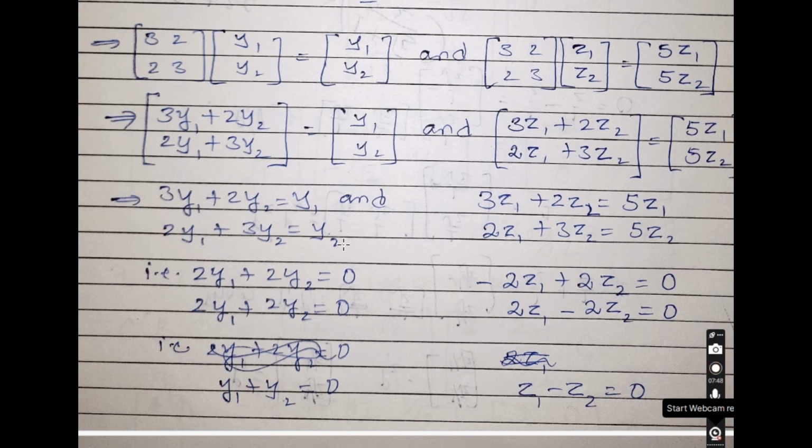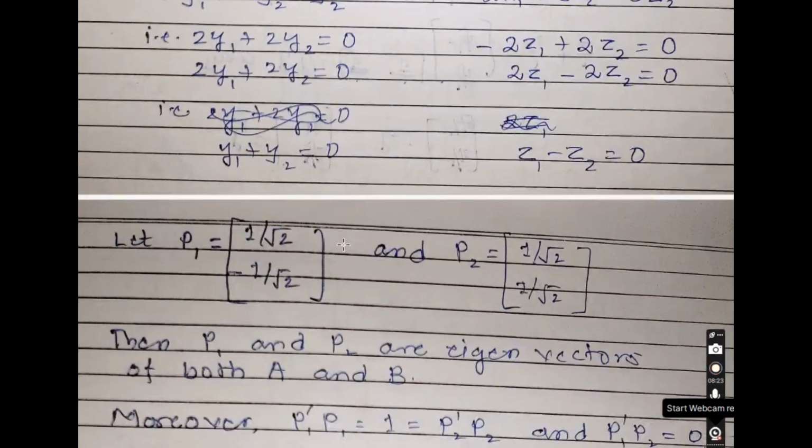So to normalize them, I'll have to divide each element by the norm. So the norm here is root 2. For example, for the eigenvector 1, 1, the norm will be 1 plus 1, so 2, and the root of that will be root 2. So root 2 will be the norm. So I am dividing each element by root 2. So I will get the vector as 1 by root 2, 1 by root 2. Similarly, the other eigenvector will be 1 by root 2, minus 1 by root 2.